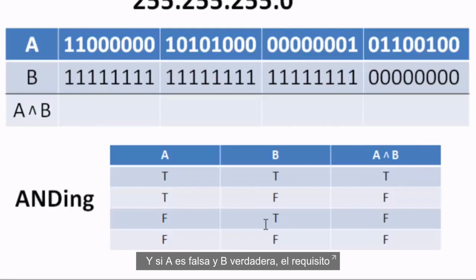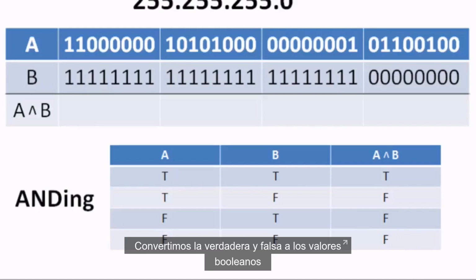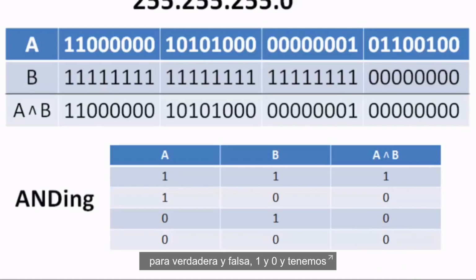But if A is true and B is false, then the conjunction of A and B is false. And if A is false and B is true, then the requirement of and for both of them is false. And if A is false and B is false, then the requirement that they both be true is not met, and A and B is false. We then convert the true and false to the Boolean values for true and false, 1 and 0, and we have a Boolean truth table.